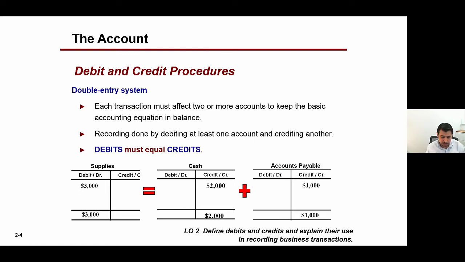As you can see here, for this transaction, for example, the company has bought supplies for $2,000 in cash, and the remaining 1,000 was on account. As you can see here, you look at the two sides of the equation, the total debits are equal to the total credits. Again, they must always be equal after each transaction.